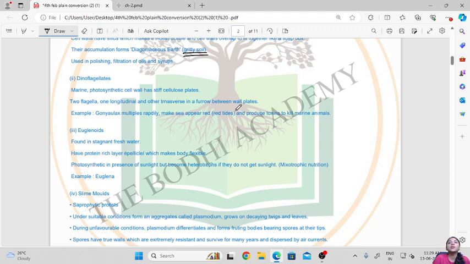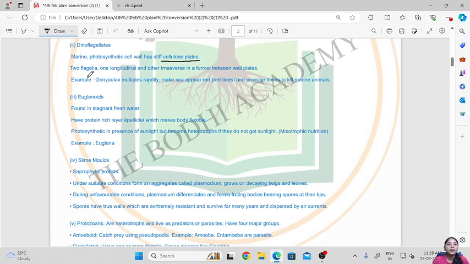Then the next group in the kingdom Protista that we are going to learn today are dinoflagellates. So dinoflagellates are marine, then they have a photosynthetic body and have stiff cellulose plates. Okay, so they are found in the marine water, that is the sea water. Then they are photosynthetic, okay, so they are autotrophs and they are able to produce their own food, and they have stiff cellulose plates. Okay, then dinoflagellates means having 2 flagella. Okay, so this is a character of these organisms.